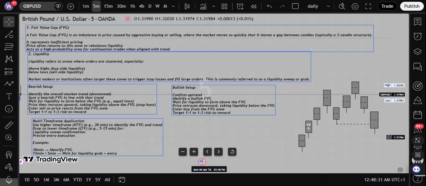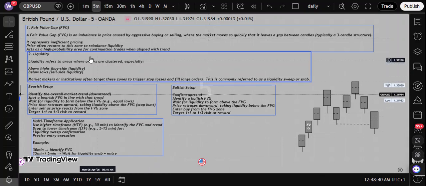So pay attention, guys. Firstly, what do we understand by FVG, which is the fair value gap? As you can see in this note, you can take a screenshot of this so you can get back to it later. A fair value gap is an imbalance in price caused by aggressive buying or selling, where the market moves so quickly that it leaves a gap between candles, typically a three candle structure. So it represents inefficiency in pricing. Price often returns to this zone to rebalance, acting as a high probability area for continuation trades when aligned with the trend. Do you understand what that means?